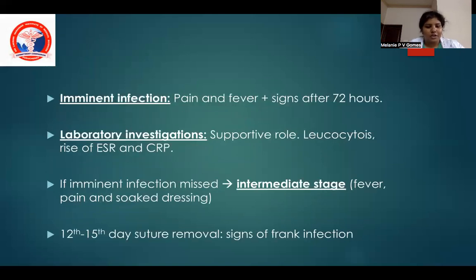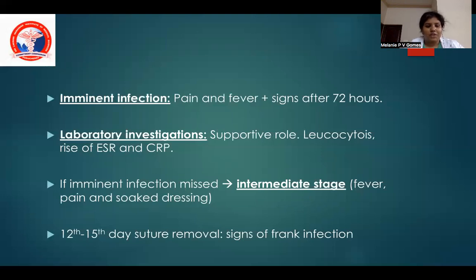What is imminent infection? Persistence of pain and fever accompanied by signs like tension, edema, induration, and sometimes serious discharge after 72 hours indicate an imminent infection. Laboratory investigations play only a supportive role. Leukocytosis and persistent rise of ESR and C-reactive protein are indications of osteomyelitis.